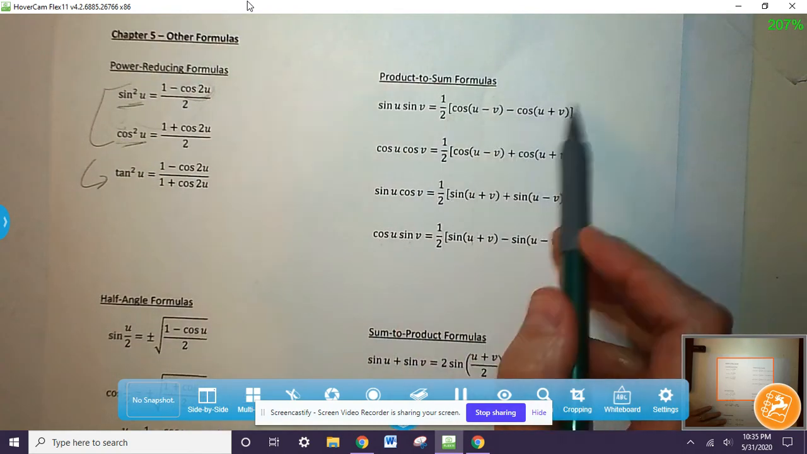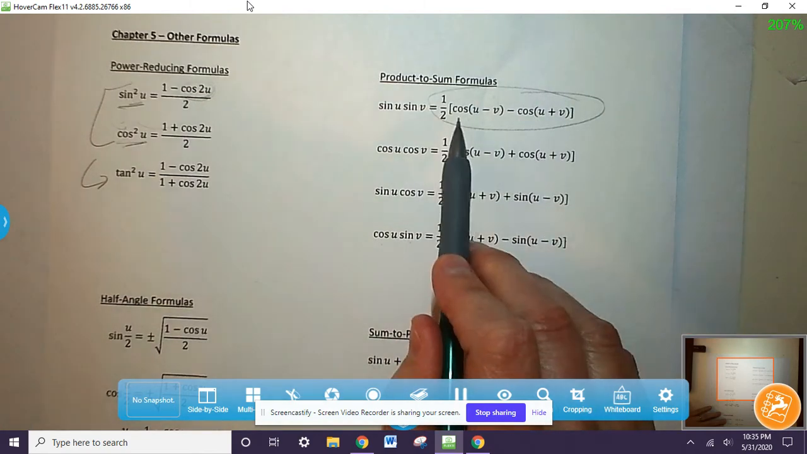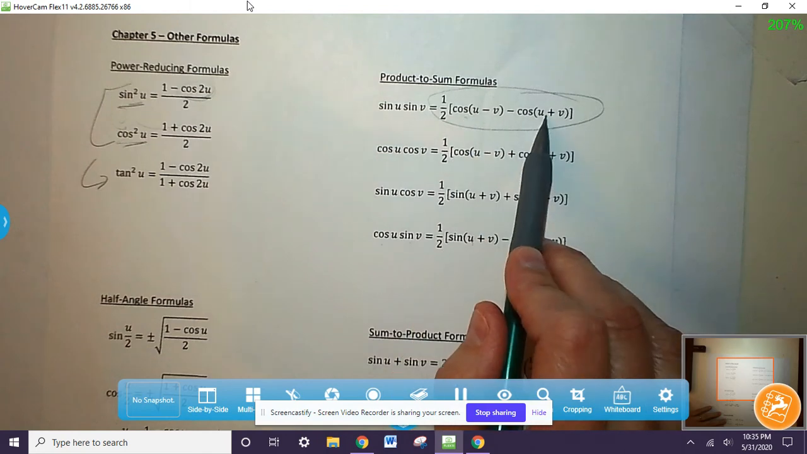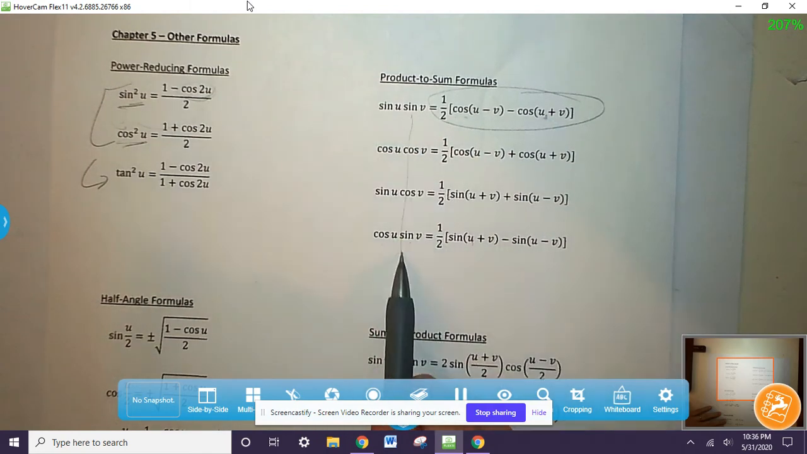Anyone who's been loving this chapter, these would be fairly easy to derive. Start on this side. You see you have cosine of u minus v. That's cos cos plus sine sine. This is cos cos minus sine sine. And you can get these formulas pretty quickly.